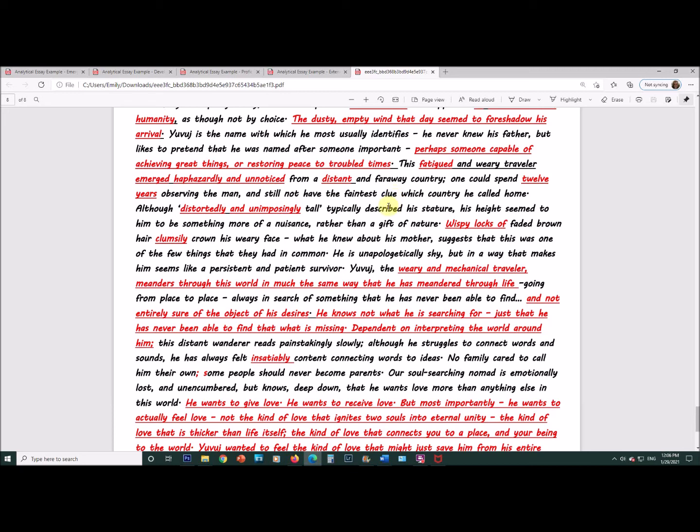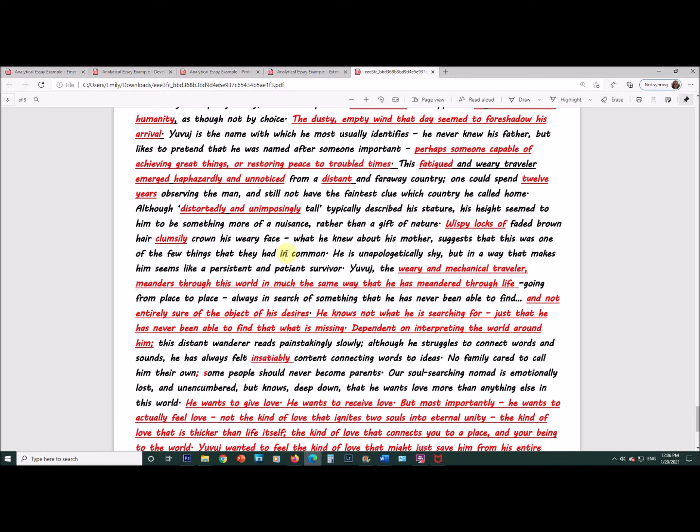Although distortedly and unimposingly tall, because I think I had before grotesquely tall, and I feel like that didn't work because I didn't want to make him sound hideous. I wanted it to just sound awkward. His height seemed to him to be something more of a nuisance rather than a gift of nature.